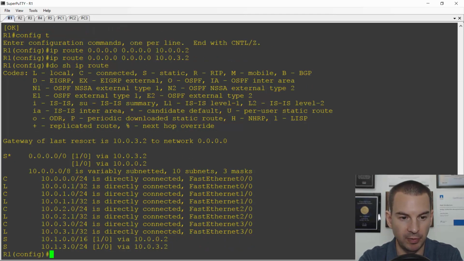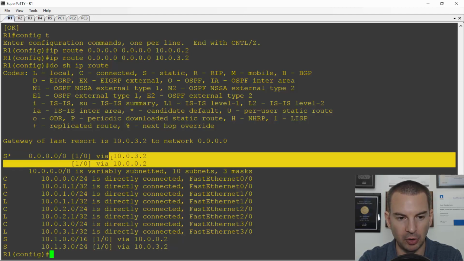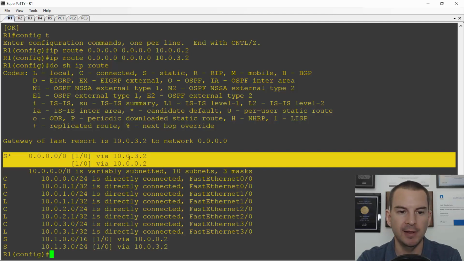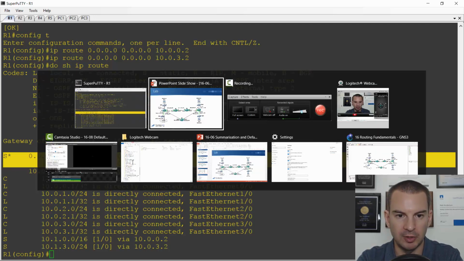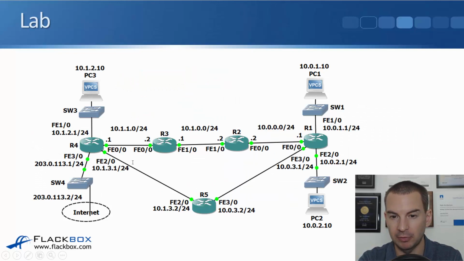And if I now do a do show IP route, I should see both of these showing up in the routing table. So there is my default static route, and I can see it's going via both of the next hop addresses. So the router will load balance the outbound traffic via both of these. So going back to the topology diagram again, that means that traffic from my PCs is going to be load balanced over the two paths.